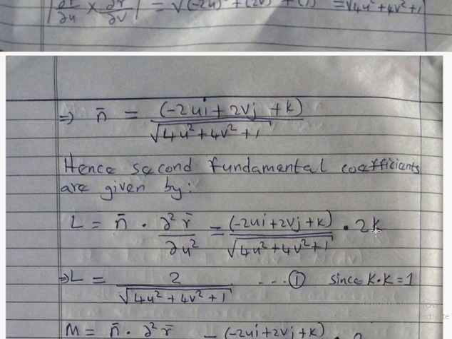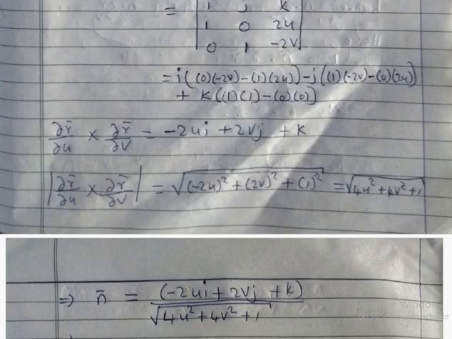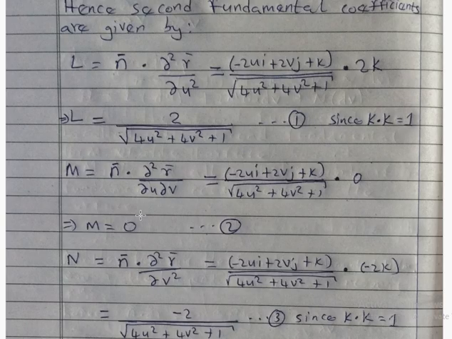Then next we look for m. M is the dot product between n and the second derivative of r with respect to both u and v. We had seen the second derivative of r with respect to both u and v to be equal to 0, and therefore it will be the unit normal dot 0, and therefore it means that our m will now be equal to 0.